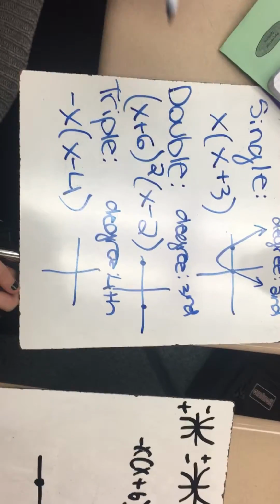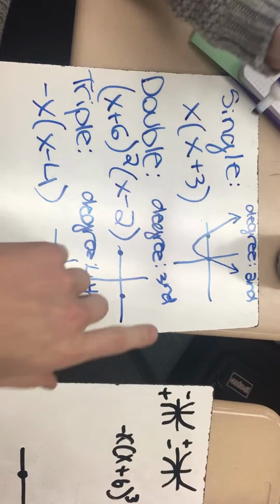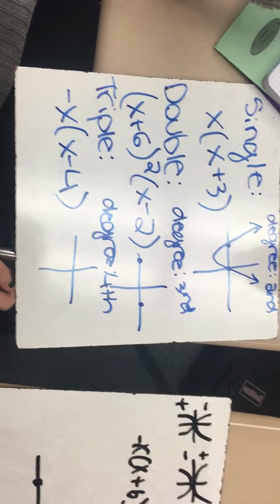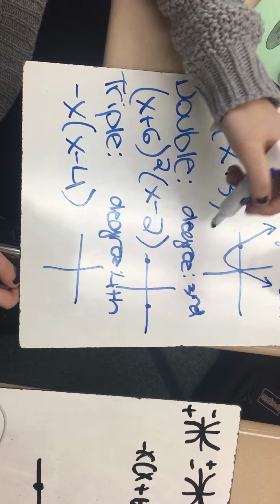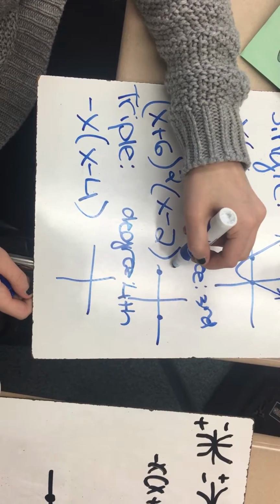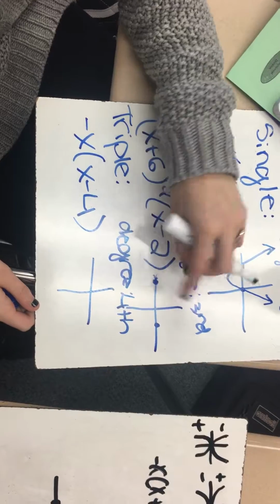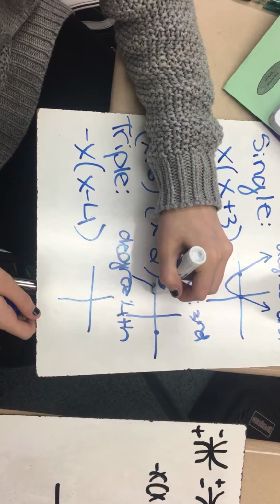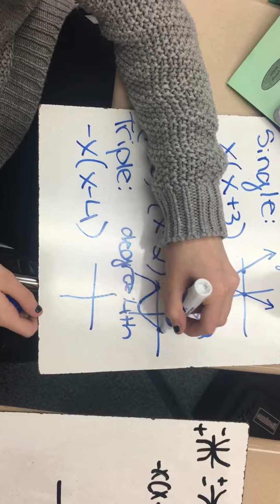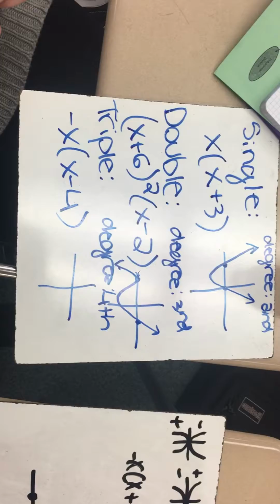So this is a third degree, meaning that they're going to be going opposite directions. If it's an odd degree, it's going to be opposite. If it's even, it's the same direction. So our third degree is going to come from the bottom, bounce at that point, go down, and then back up through +2. And that is how you graph a third degree double root.